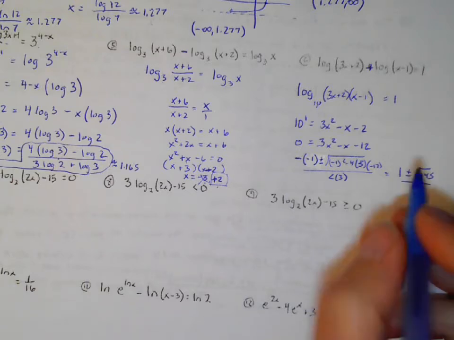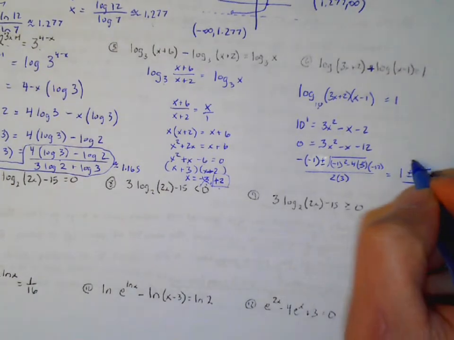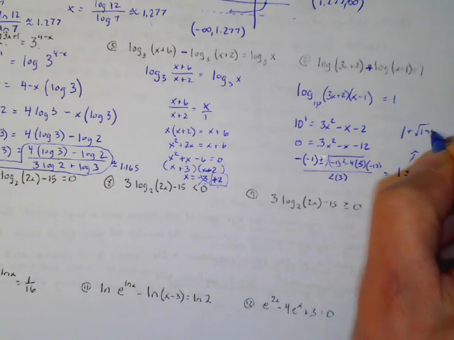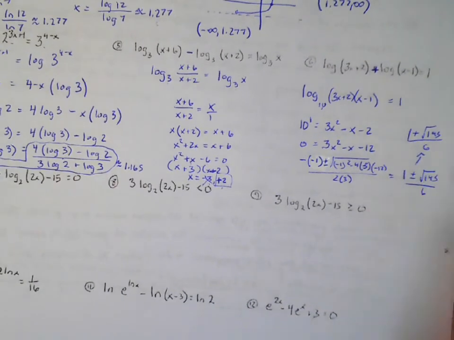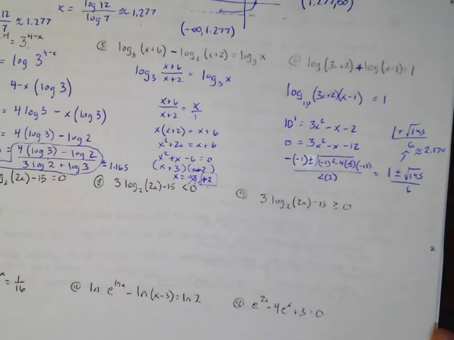Okay, so the 1 minus is not part of the domain, so it's really just 1 plus square root of 145 divided by 6. The minus 1 does not work there. By the way, this is about 2.174 if you put it in Desmos and work that out there.